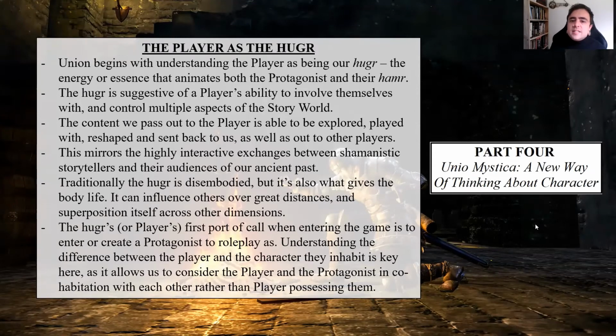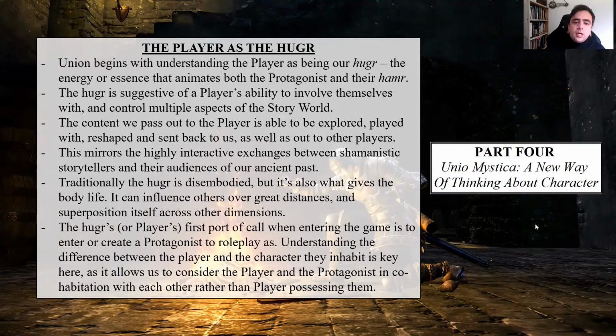Union begins with the understanding that the player is our Hugo. They are the energy or essence that animates both the protagonist and their Harma. The Hugo is suggestive of a player's ability to involve themselves with and control multiple aspects of the story world. So the content we pass out to the player is able to be explored, played with, reshaped, and sent back to us, as well as out to other players. This mirrors the highly interactive exchange between shamanistic storytellers and their audiences of our ancient past, right?